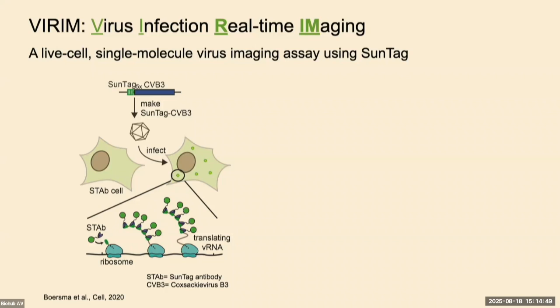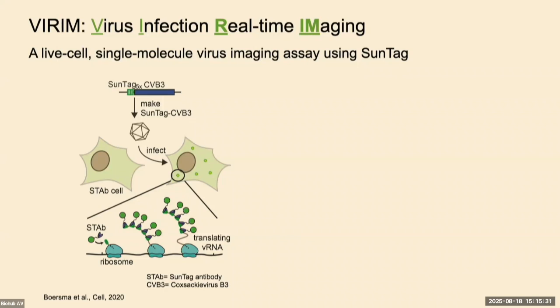Yes. In order to visualize this, we took advantage of the SunTag system, and we engineered a picornavirus, Coxsackievirus B3, by introducing 5 copies of the SunTag peptide at the N-terminus of the polyprotein. And then we infect STAR cells. STAR cells are cells that are stably expressing a GFP-coupled SunTag antibody. This means that once the virus is getting translated, once the host ribosomes are going over the RNA molecule, those short peptides are being synthesized. And those peptides can be immediately bound by the GFP-coupled antibody, essentially resulting in the assembly of a lot of GFP fluorescence on the RNA molecule.